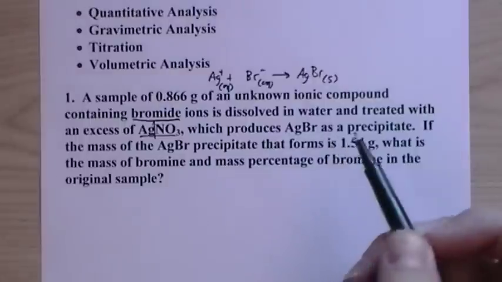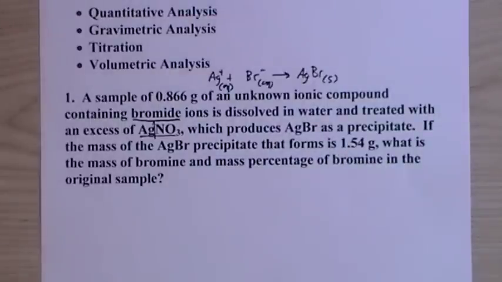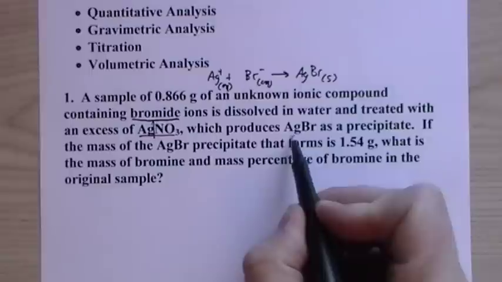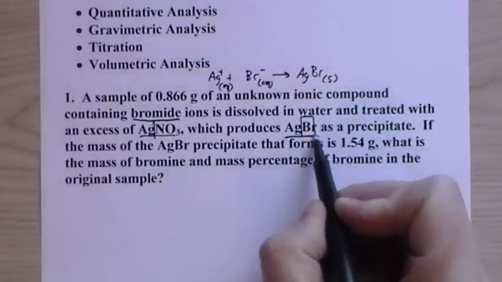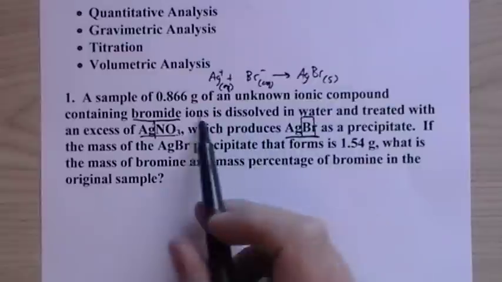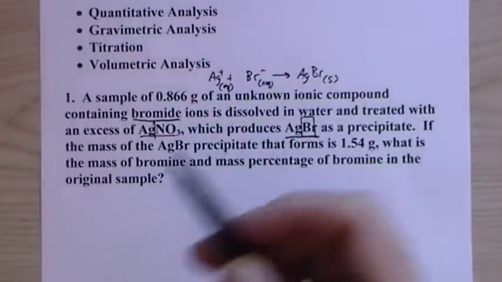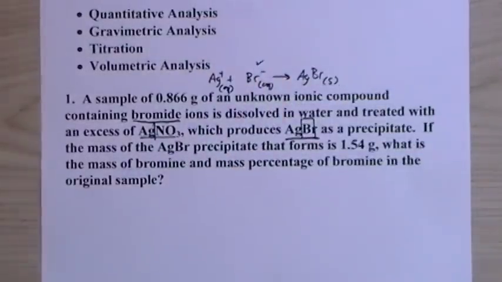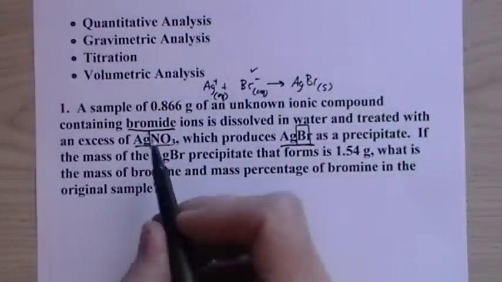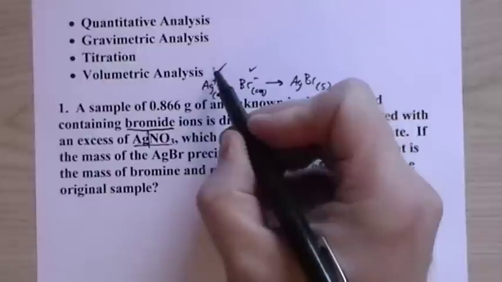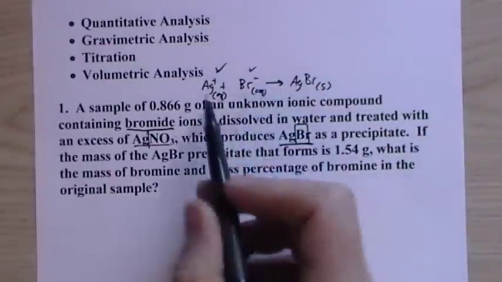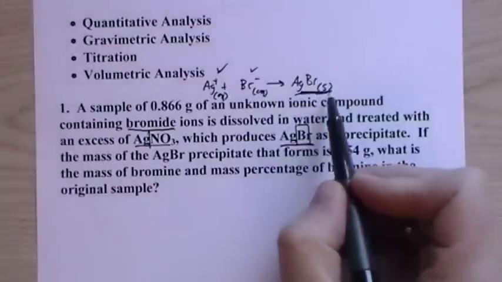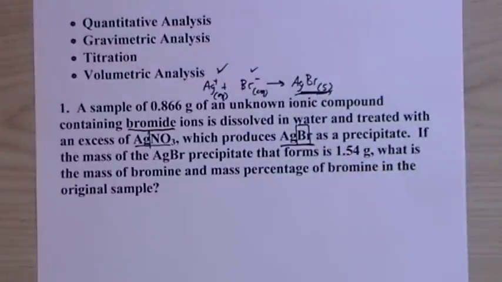These gravimetric analysis problems involve a precipitate, and that precipitate contains the thing that we're after. In this case, the precipitate is silver bromide. We're after the bromide. Well, the bromide is part of an unknown ionic compound. We dissolve it in water and we get the bromide ion in solution. We add silver nitrate, so we get the silver ion in solution, and those react together to form a precipitate. We weigh the precipitate, and from that we can get the mass of the bromine. That's what we're going to do.